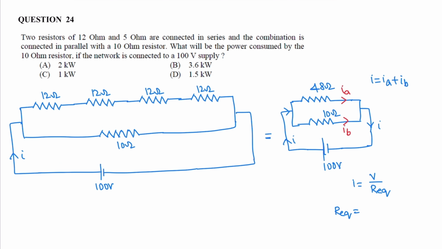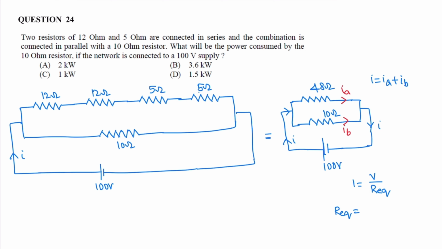Next question. Two resistors 12 ohm and 5 ohm are connected in series and the combination is connected in parallel to a 10 ohm resistor. There are two resistors of 12 ohm and two resistors of 5 ohm. The two 12 ohm resistors and two 5 ohm resistors in series are connected in parallel with the 10 ohm resistor. So this is the circuit diagram and this whole circuit is connected to a 100 volts supply.